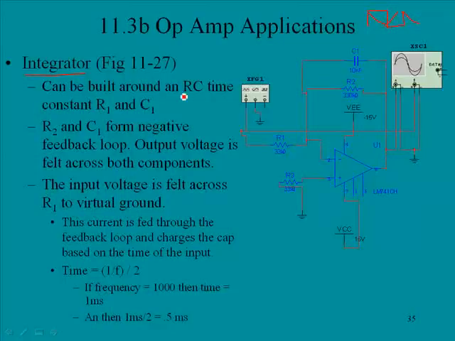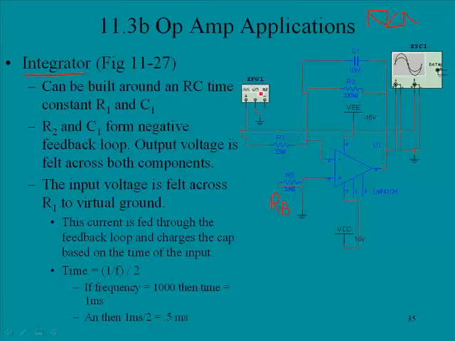They can be built around an RC time constant with R1 and C1. So here is the value of R1, and here is C1 up here. So 33K and 10 nanofarads are the components that this is actually built around. But let's take a look at this circuit. We've got R3 here. This is going to be RB, so we can basically ignore that.